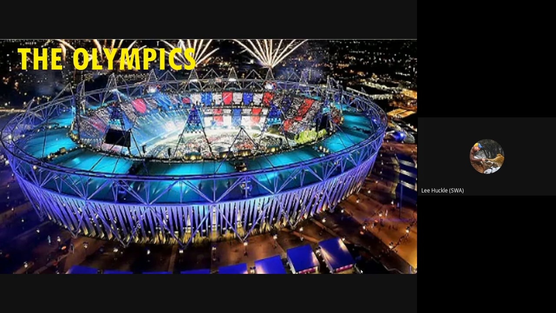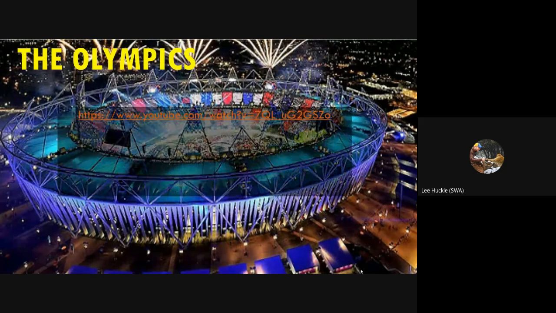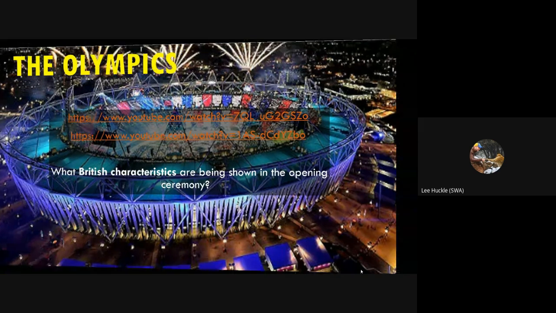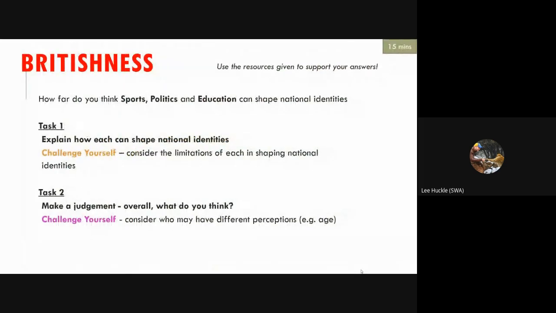So we then focused down on a little example of the Olympics. And if you remember, I showed you a clip of the 2012 Olympic Games in London, the opening ceremony, and how it was trying to portray and show the world about British identity. There were numerous clips there, so do watch those back. And then there was this task. How far do you think sport, politics, and education have actually shaped national identities? Not just Britain, but any country. So there were two tasks: explain how each can shape national identities, and secondly, make a judgment overall. What did you think?